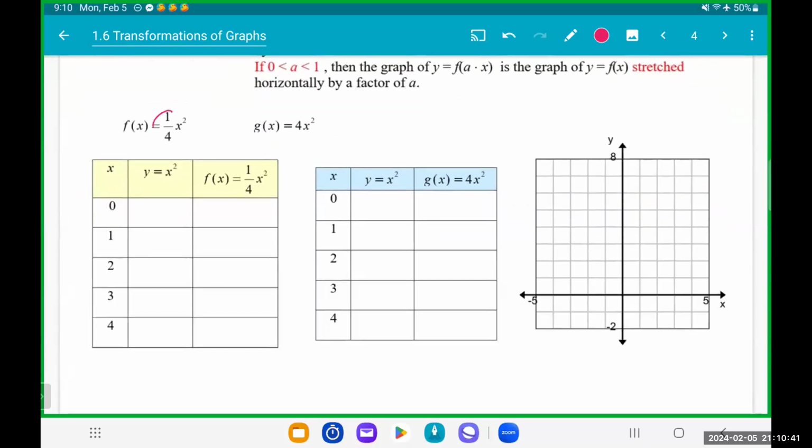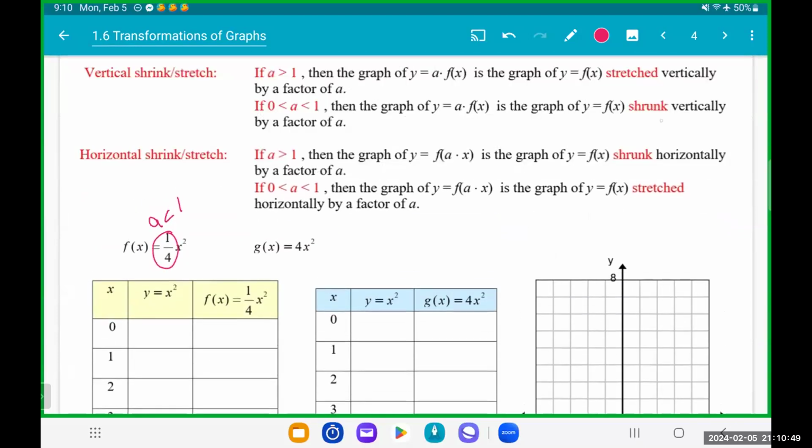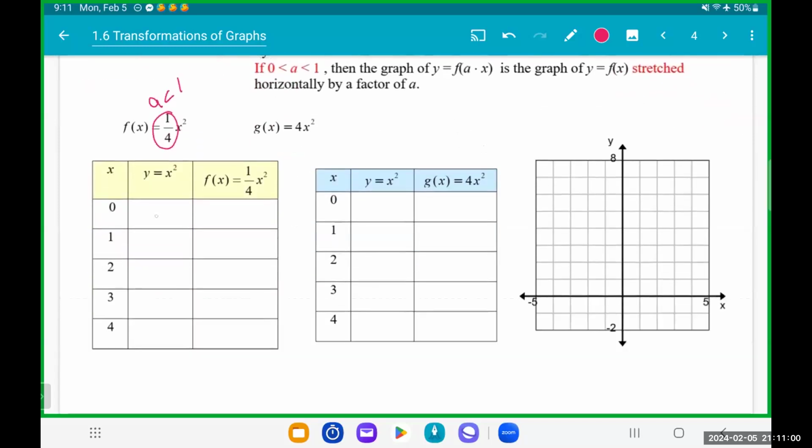So here you see we have 1/4, so our a is less than 1, right? Since our a is less than 1, it means we're going to have a shrink. It means we're going to get smushed, so to speak. And so if I had x values 0, 1, 2, 3, 4, this would be 0, 1, 4, 9, 16, just plugging in all the x inputs into the formula and getting that output. When I do a fourth of that, that's 0, 1/4, 1, 9/4, and 4.